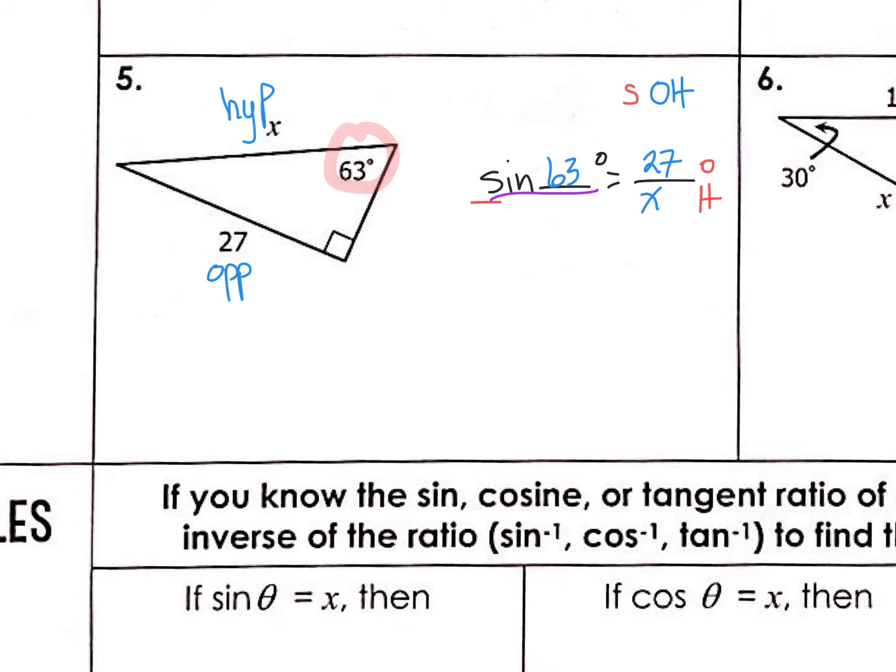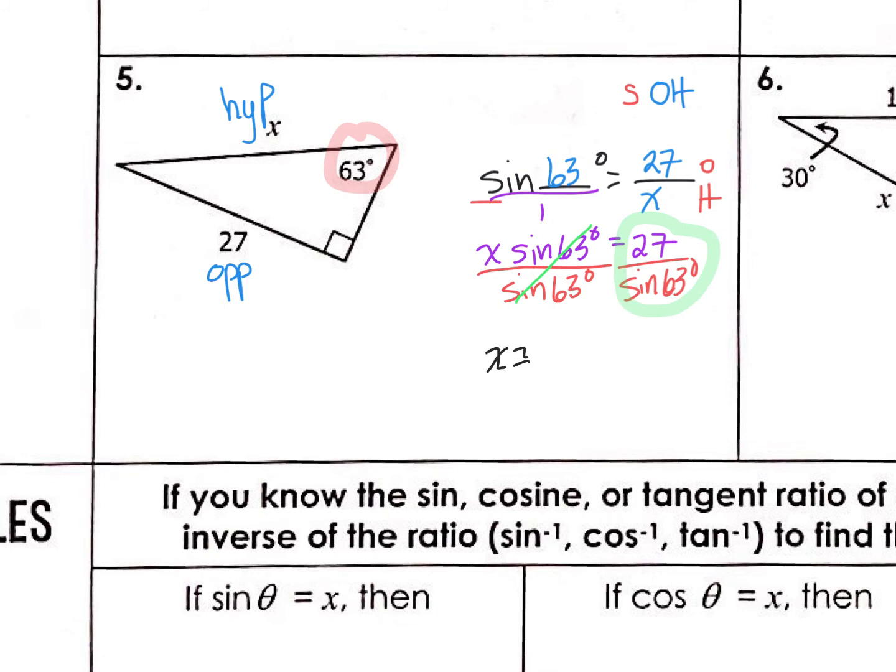So when I create that fraction and cross multiply, I get x times the sine of 63 degrees is equal to 27. To solve for x, you have to undo multiplying. So we are dividing by the sine of 63. The sines of 63 cancel, and then this is what goes into your TI calculator, and then x is approximately equal to 30.3.